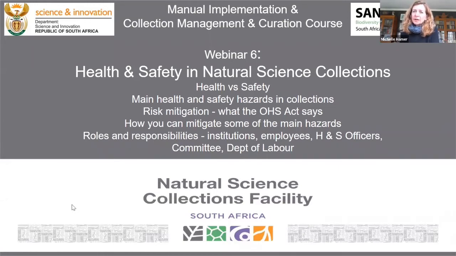So today the topic is health and safety in natural science collections. And what we're going to be talking about is what the difference is between health and safety. It's two different things. And we're going to talk about what are the main health and safety hazards in the collections, what can you do about them, so risk mitigation, including what the Occupational Health and Safety Act says, and then what are some of the steps you can take to mitigate some of the main hazards.